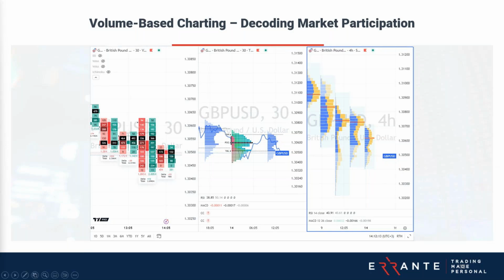Now that we've covered traditional price-based charts, it's time to explore a crucial but often underutilized element of market analysis, especially in forex trading, which is volume. Volume can be thought of as the fuel behind price movements. It represents how many participants are actively trading during a given period, providing a clearer picture of the market's strength and conviction behind price movements.